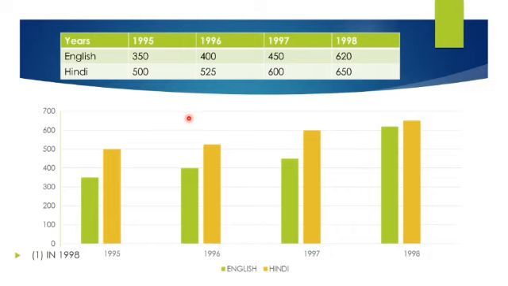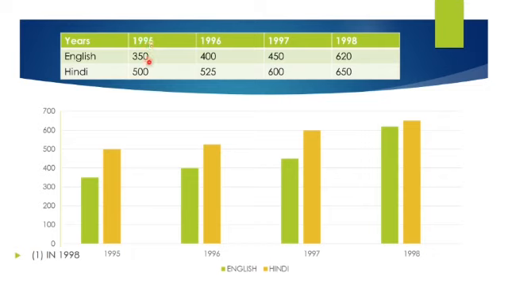Then we want to make a scale. Then one unit is 100. Every scale starts from 0. Then 0, 100, 200, 300 up to 700. Then I represent the English books in green color and Hindi books in orange color.